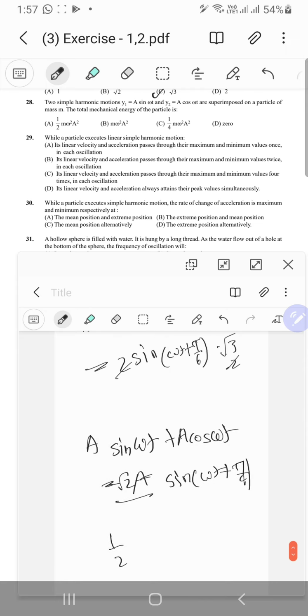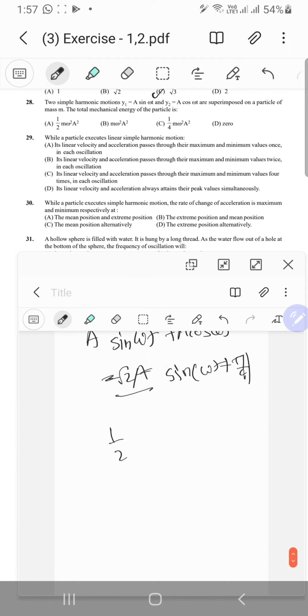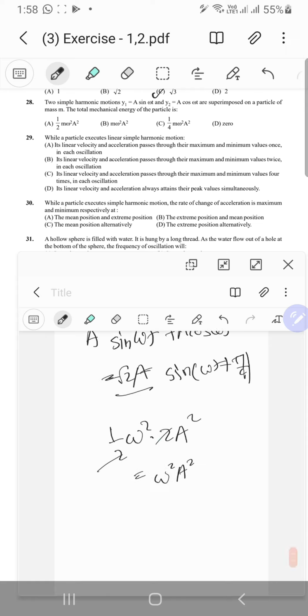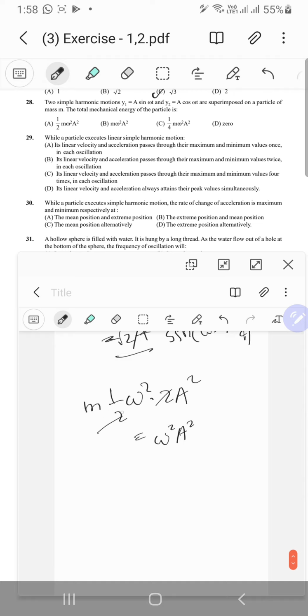The total mechanical energy of the system, well, this is the amplitude now, so it's going to be half k. Oh, now what's k though? Well, k is still the same. Half k, so omega squared is k, right? Half omega squared into amplitude squared is like 2a squared, so it cancels. Just get omega squared a squared. That's the answer. Actually, it's not correct. It's going to be m times that. So m omega squared a squared. Next question.